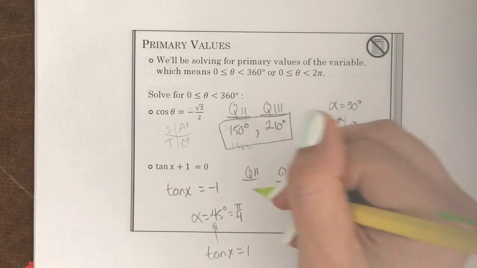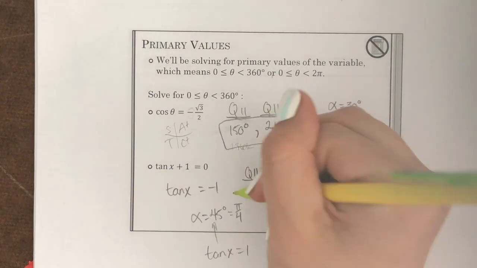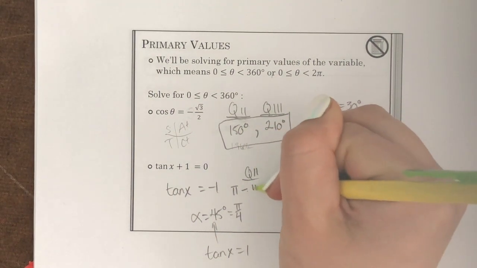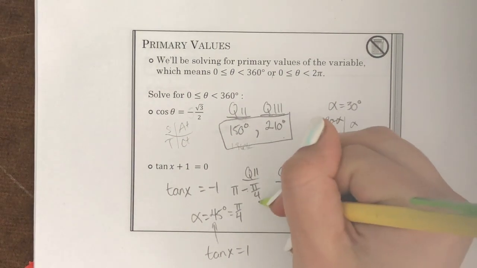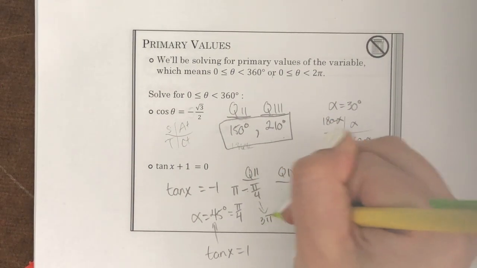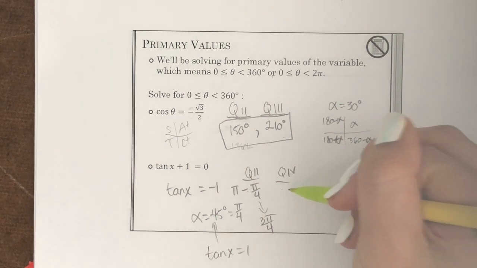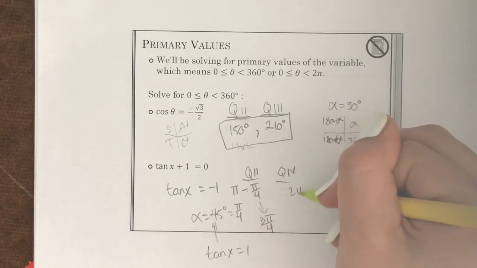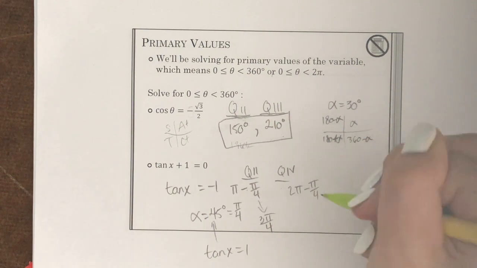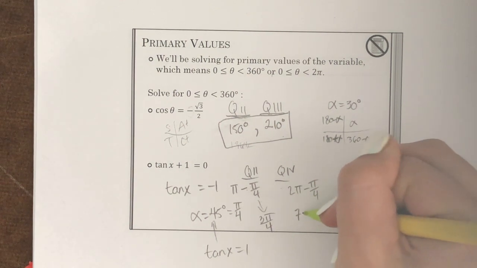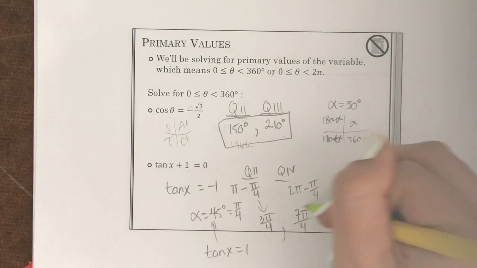Okay, so it would be pi, this one is pi minus pi over 4. So my Q2 angle is 3 pi over 4. That's 4 over 4 minus 1/4. My Q4 angle is 2 pi minus pi over 4. So it's 8/4, so this is 7 pi over 4.